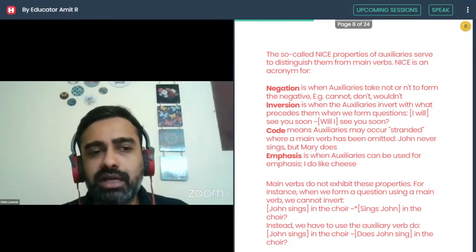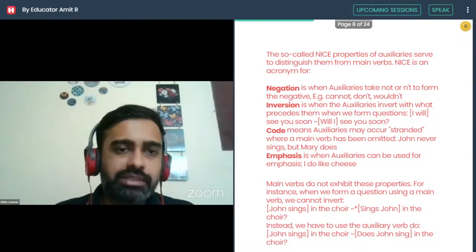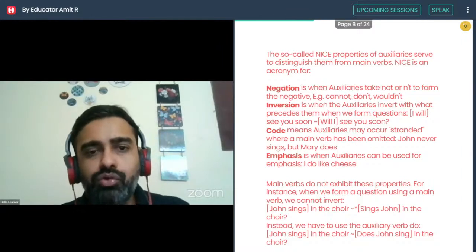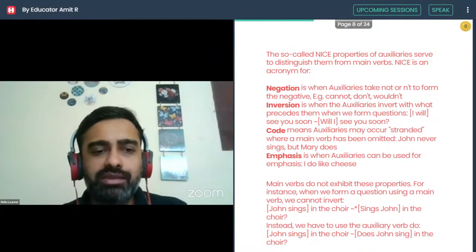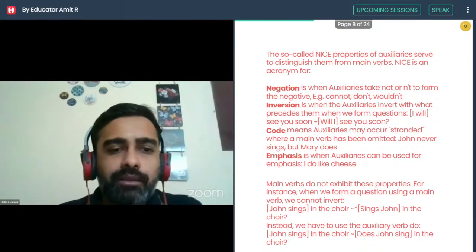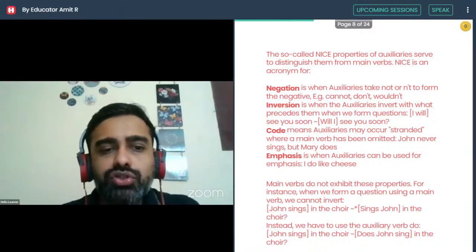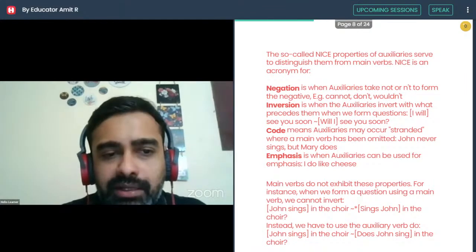Basically, these are properties that are distinct for the auxiliaries only, because that's why you can invert, you can form the negative, and the code and the emphasis. Now in this, code basically means nothing but may occur stranded when a main verb has been omitted. John never sings, but Mary does. Okay.